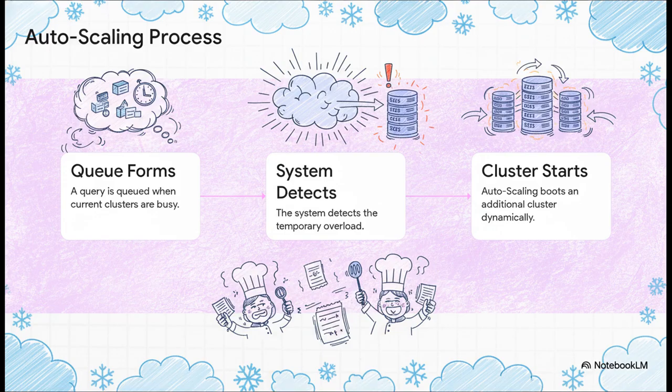First, a query gets queued up because the current cluster is maxed out. Second, that cloud services brain we talked about detects the overload. And third, auto-scaling dynamically boots up an entirely new, identical cluster of compute power right alongside the first one. It's literally bringing a second, third, or even fourth team of chefs online on the fly to clear out that backlog of orders so nobody's left waiting.